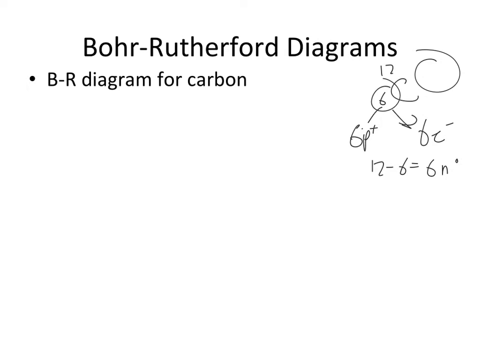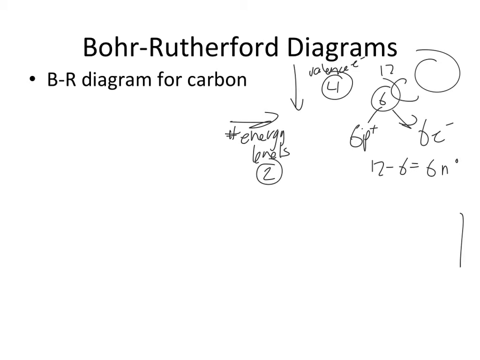Let's get going. Now, one other thing that makes it a little bit easier is if you can find what group it is, remember groups going up and down, and what period it is. The periods tell you the number of energy levels. And the group tells you the number of valence electrons. So in this case, carbon is in group number 4, so it should have 4 valence electrons, and it's in period number 2, which means that it should have 2 energy levels. Let's see if that's actually true.